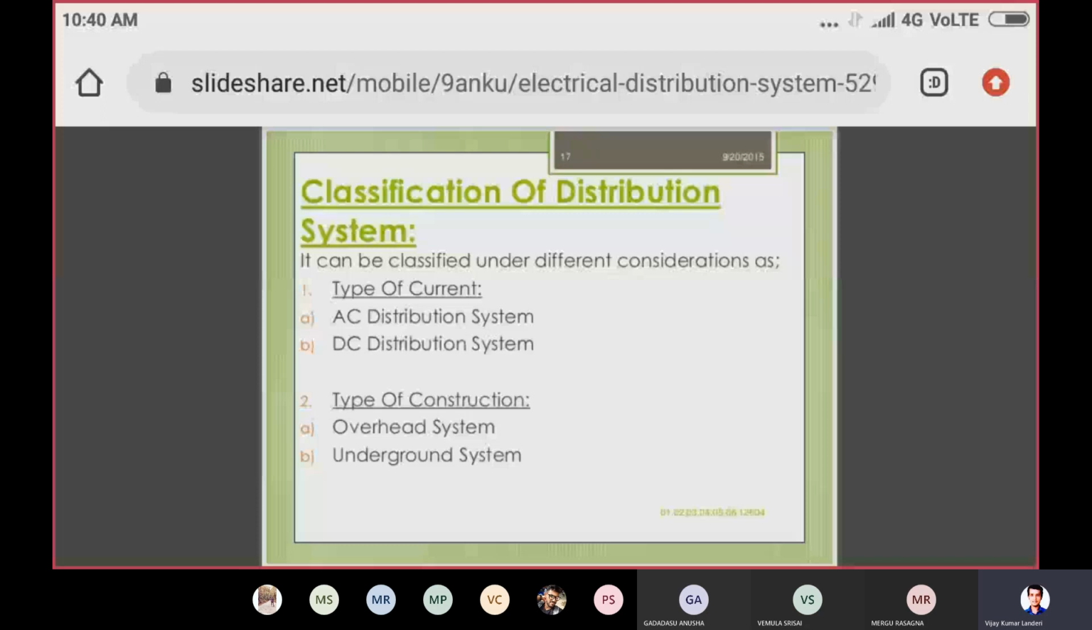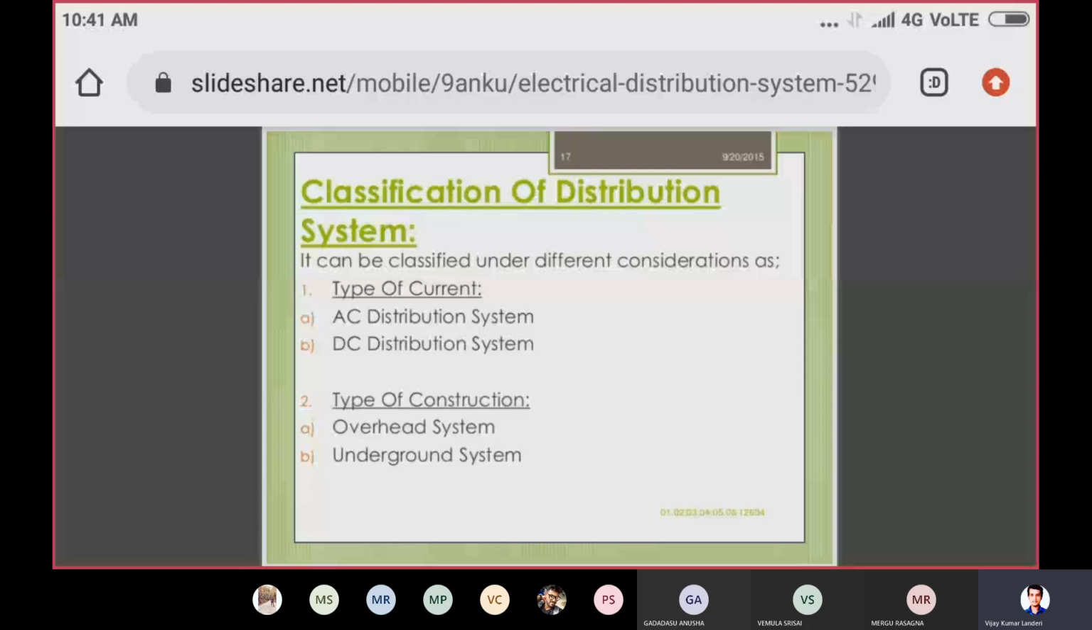Here again a classification is there. We can classify distribution systems on many bases. The first classification is on the basis of the type of current, that is, what type of current the distribution system is carrying. Based on that, we can divide it into AC distribution system or DC distribution system. Similarly, by type of construction, we can classify it into overhead system and underground system.